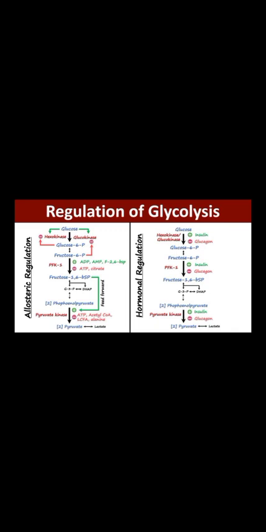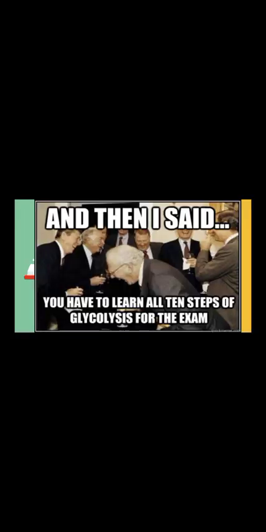Okay. Then on reaction number 10, the conversion of phosphoenolpyruvate to pyruvate. The enzyme that does this conversion is called pyruvate kinase. The activator is insulin. Then the inhibitor is glucagon under the hormonal regulation. Okay. And I said you have to learn all the 10 steps of glycolysis for your exams.